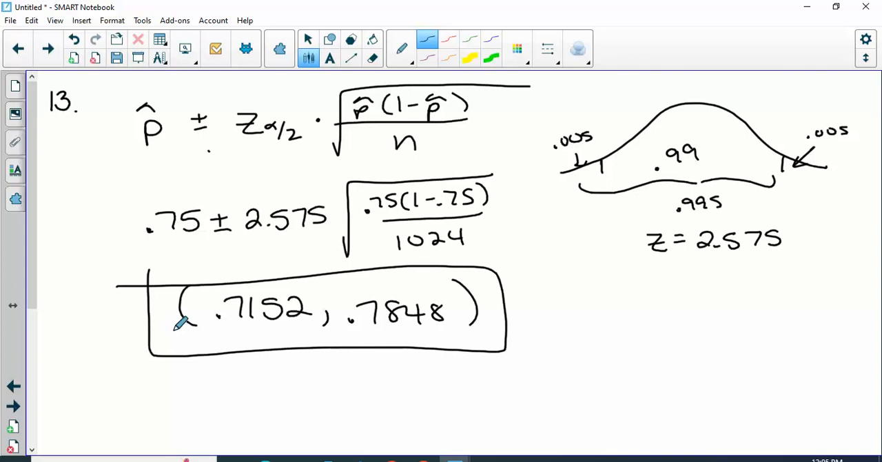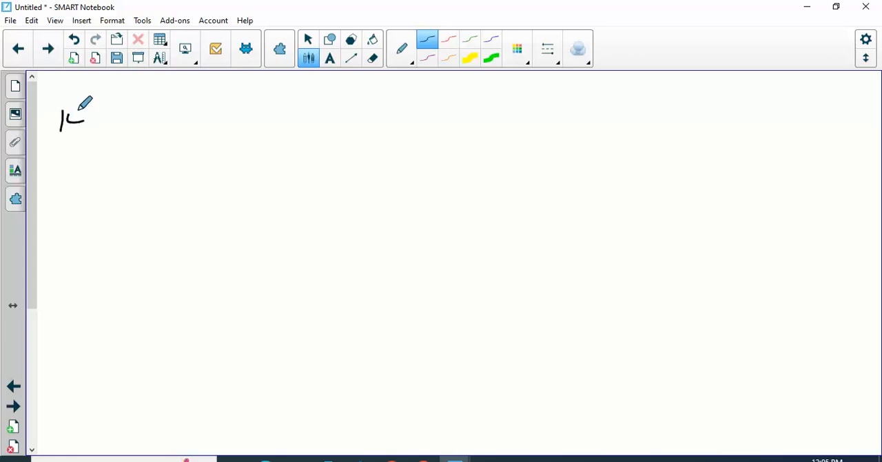Number 14. A school administrator wants to estimate the percentage of full-time college students who have credit card debt of $2,000 or more. What sample size should be obtained? So as soon as I see that, I'm going to my formula sheet.